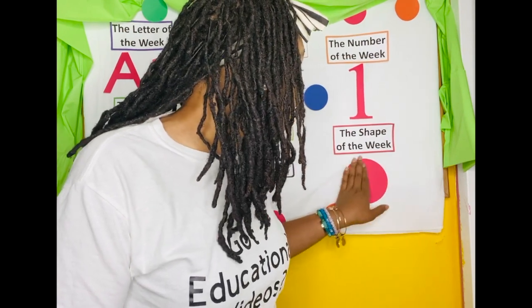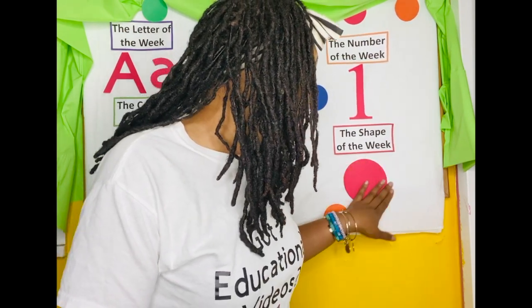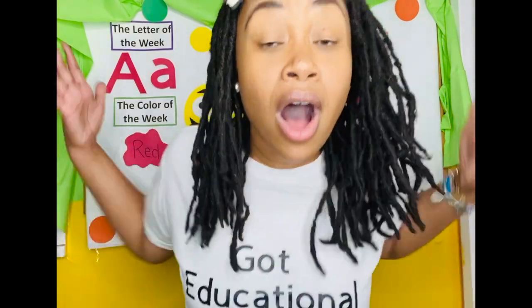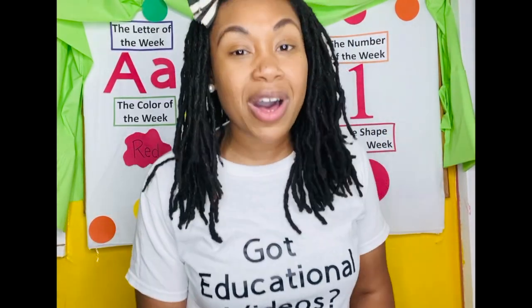It goes round and round and round. It's a circle. A circle's like a ball. Round and round and never ends. A circle's like a ball.